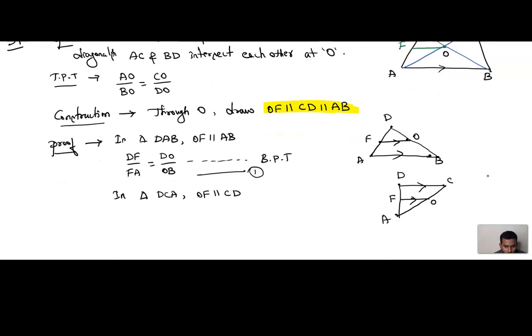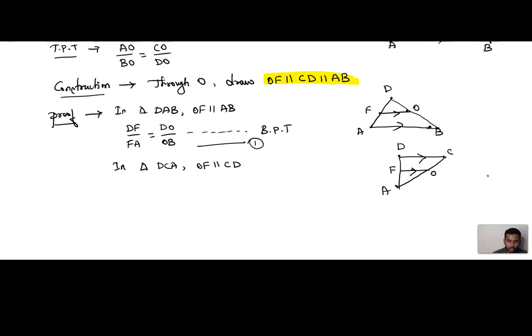Very good. Now in triangle DCA, can you apply BPT? Which is the starting point? A. Very good. The point in front of the two parallel lines is the starting point. So A is the starting point. So what is AF? AF by FD is equal to AO by OC. This is equation 2. Reason? BPT. This is also BPT.